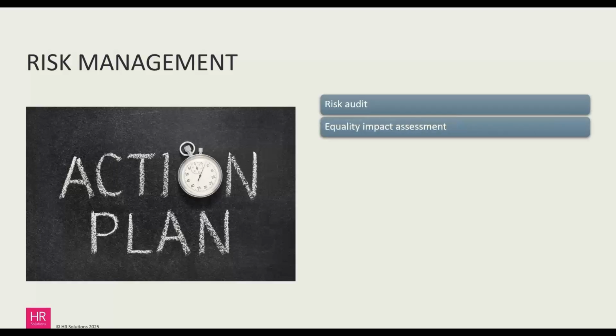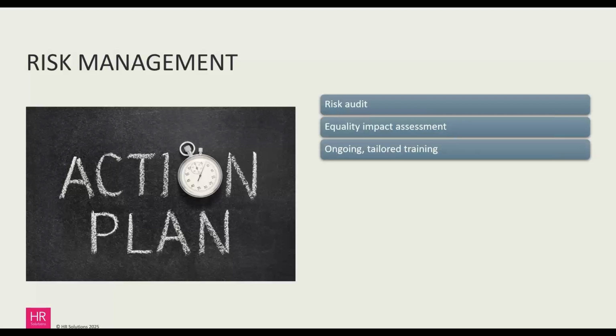The second piece is around carrying out equality impact assessments. So it's about evaluating new and existing policies to ensure they don't unfairly discriminate with protected characteristics. Because if you're identifying and addressing potential discriminatory effects, businesses can then prevent claims of unlawful discrimination and demonstrate that commitment to equality. So the documentation itself also serves as a valuable piece of evidence when defending against such claims.